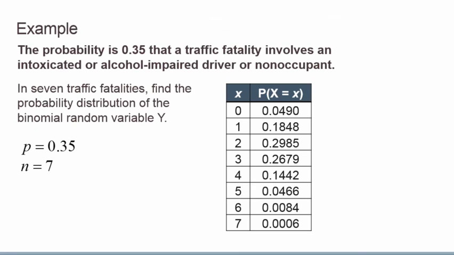So copying our numbers, when x equals 0, the probability is 0.0490. When x is 1, the probability is 0.1848. When x is 2, the probability is 0.2985. When x is 3, the probability is 0.2679. When x is 4, the probability is 0.1442. When x is 5, the probability is 0.0466. When x is 6, the probability is 0.0084. When x is 7, the probability is 0.0006.